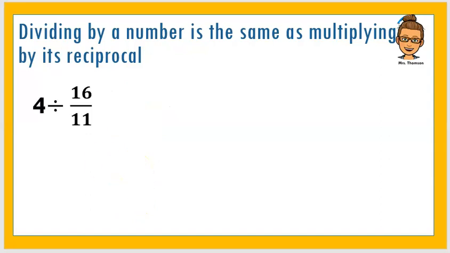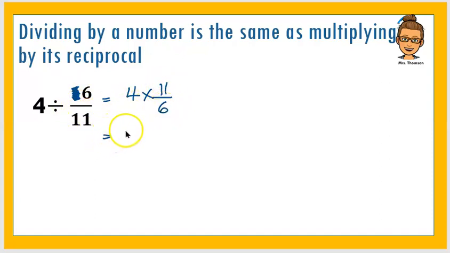All right, let us look at another one. 4 divided by 16 over 11. Oops, that's a mistake. It should really be 6 over 11, because let us not do an improper fraction. Okay, so 4 divided by 6 over 11. That is the same as saying 4 multiplied by the reciprocal of 6/11, which is 11 over 6.